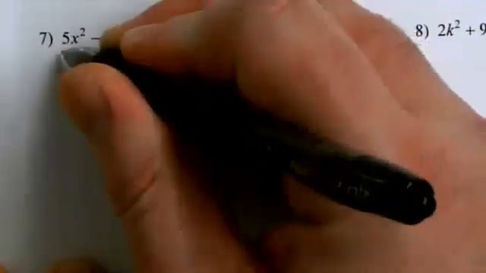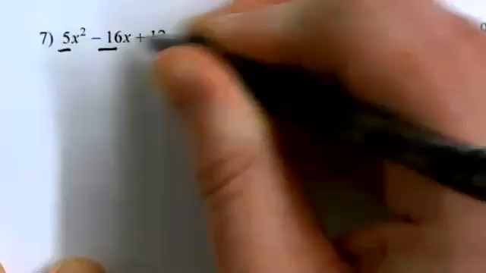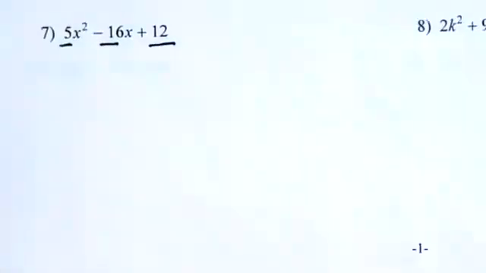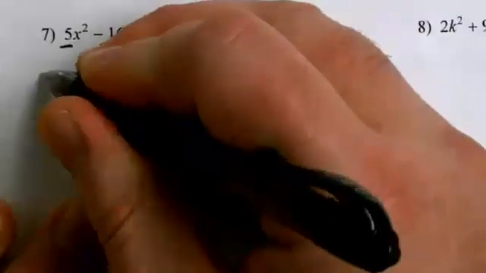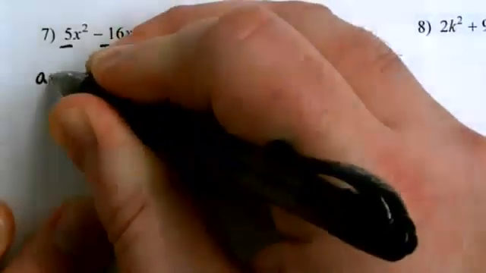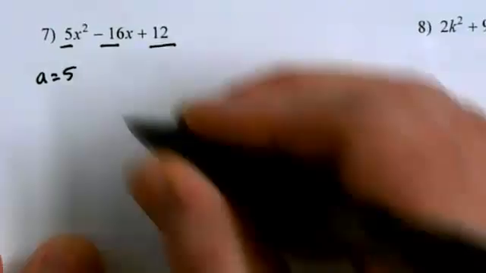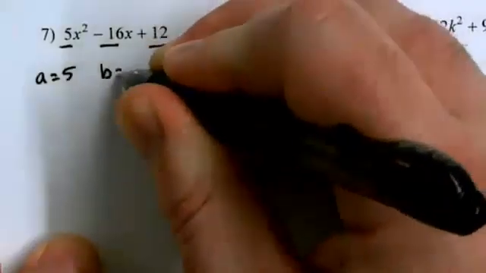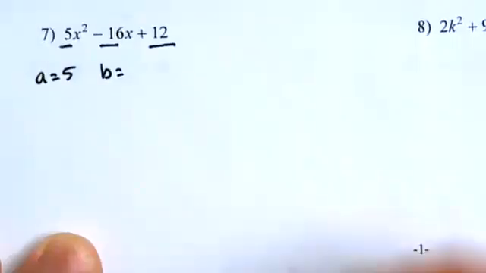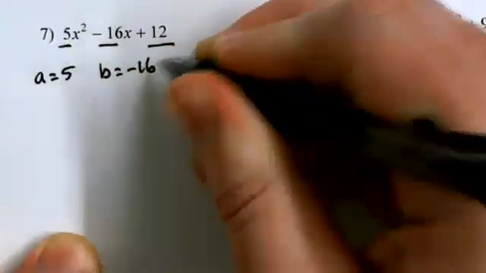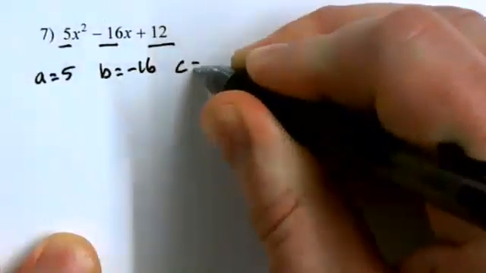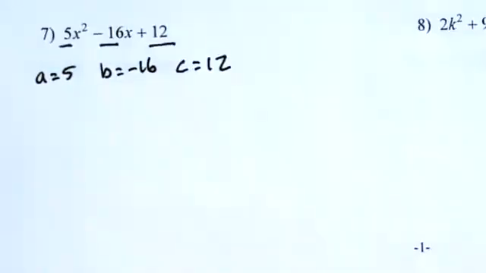Do you guys remember how before we were writing out values for A, B, and C? So let's go ahead and do that again. We're going to follow the same steps that we started with when we were learning this on Friday. So A is going to be 5. A is always going to be the coefficient in front of your squared term. B will be the coefficient on your linear term, the term without the square. It's -16 this time. And C is going to be your constant. And that's 12.